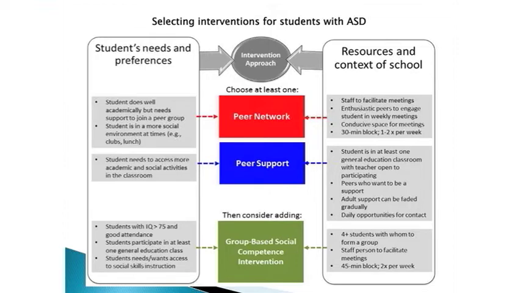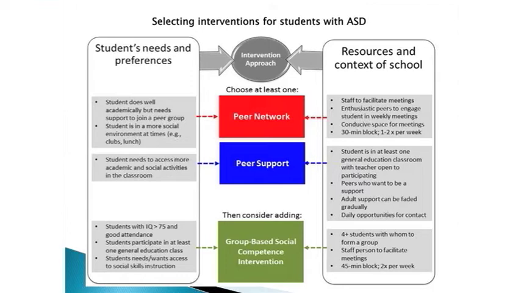Communication is always tough. For peer supports, this would be for a student who needs access to more academic and social activities in the classroom. Obviously, we need to find the right classroom and the right teacher to participate. You need a peer who wants to have that kind of interaction and wants to participate.